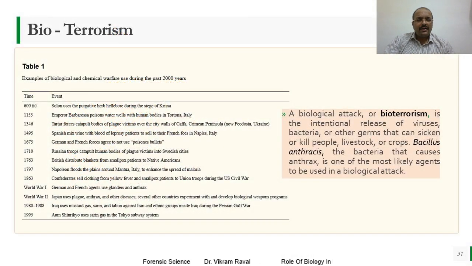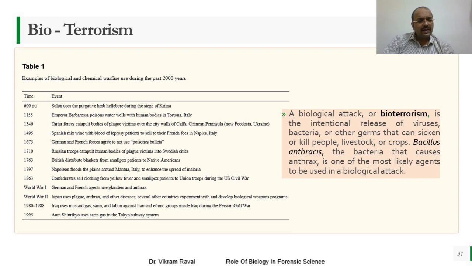There is a table given wherein you will see that it has been associated with us since ages, right? It is associated with us since 600 BC. In all of the wars, one way or the other, people have tried to use various biological agents, various agents that can cause harm to life, and they have been used in wars, fine. So this is what bioterrorism is all about: to kill a person, maybe to grab his land, maybe to grab all his money, or some other thing, right?